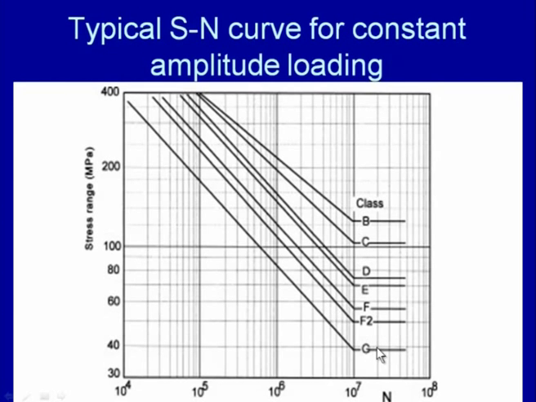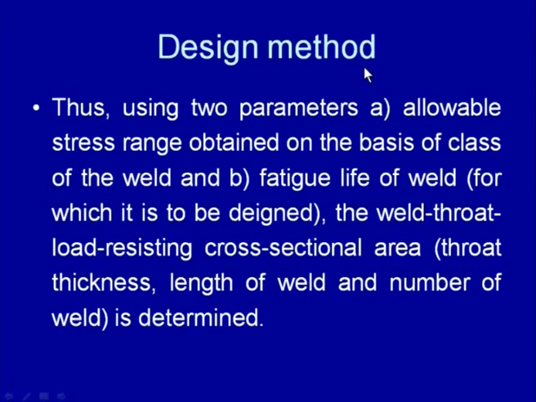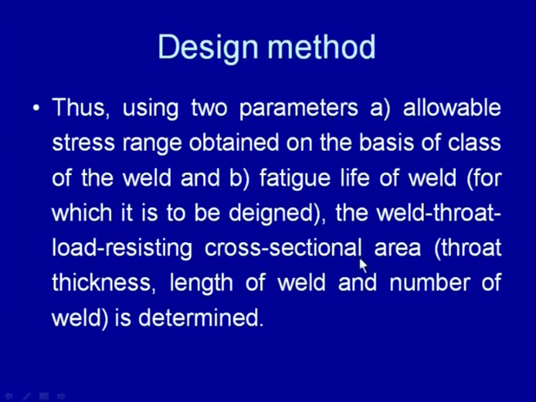So, the lower the class of the weld, the lower will be the allowable stress range, and this allowable stress range will be used for determining the load resisting cross sectional area for the fatigue joint, for designing the weld for fatigue joint. As far as design methods for fatigue loading are concerned, two parameters are used: the allowable stress range obtained on the basis of the class of the weld, and the life for which the weld joint is to be designed. Basically, we try to establish the weld throat load resisting cross sectional area.